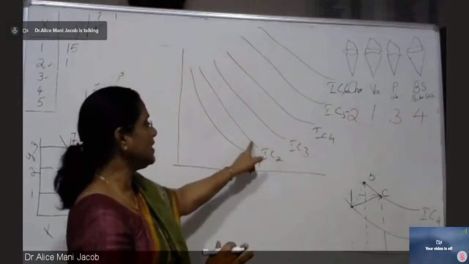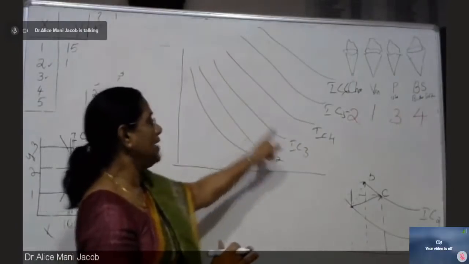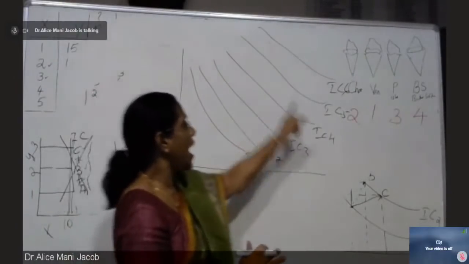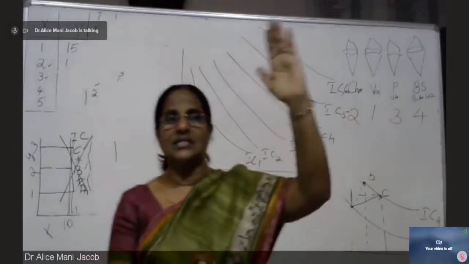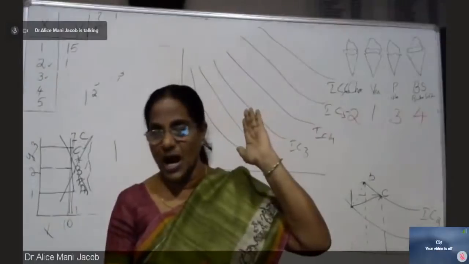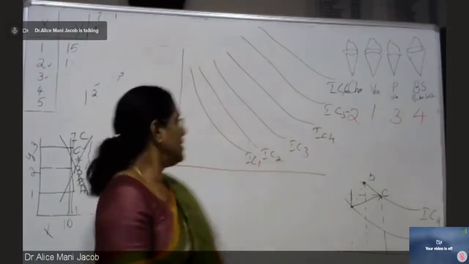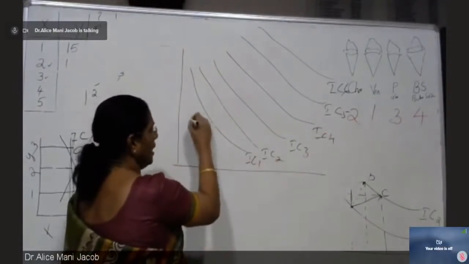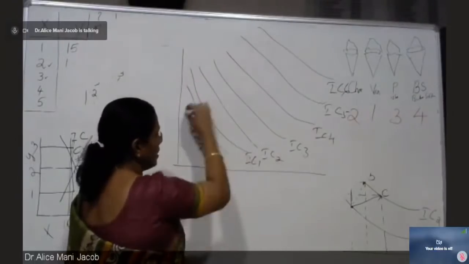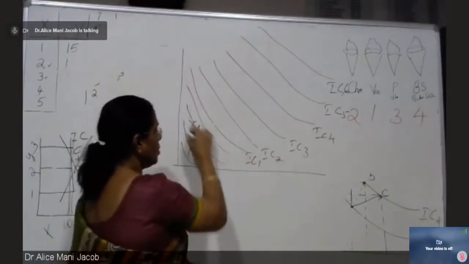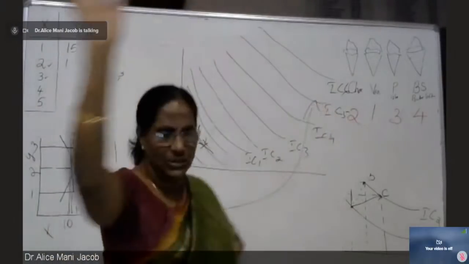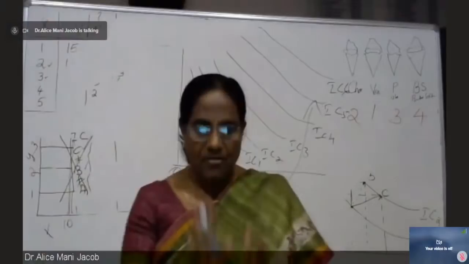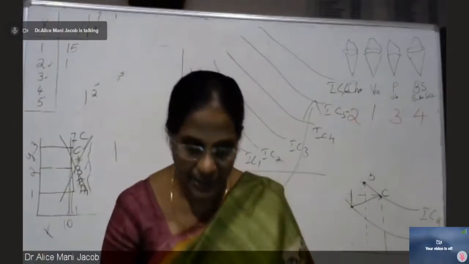I prefer IC2 to IC1, IC3 to IC2, IC4 to IC3. The highest indifference curve is what I prefer. This area is not at all preferred by me. There are indifference curves in this area also, but they are low. The more pushed out the indifference curve is away from the origin, the happier I am.